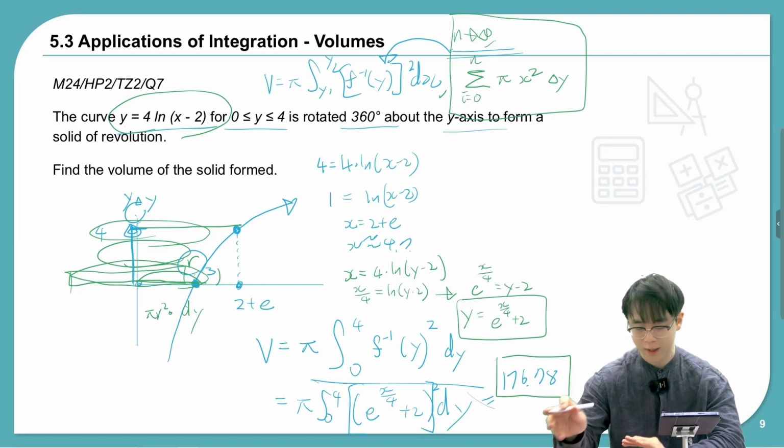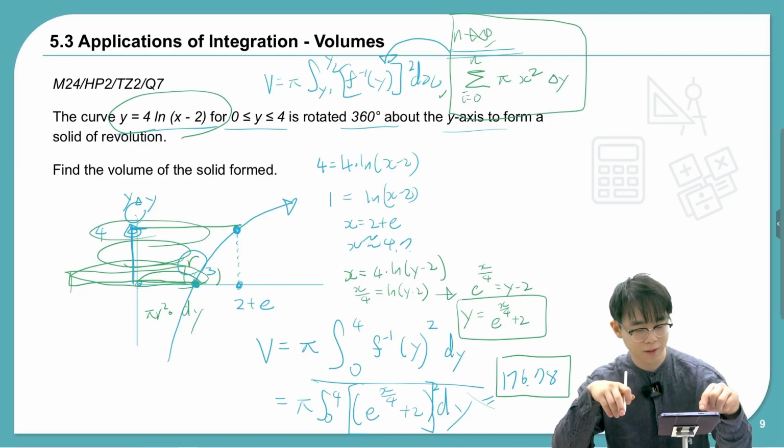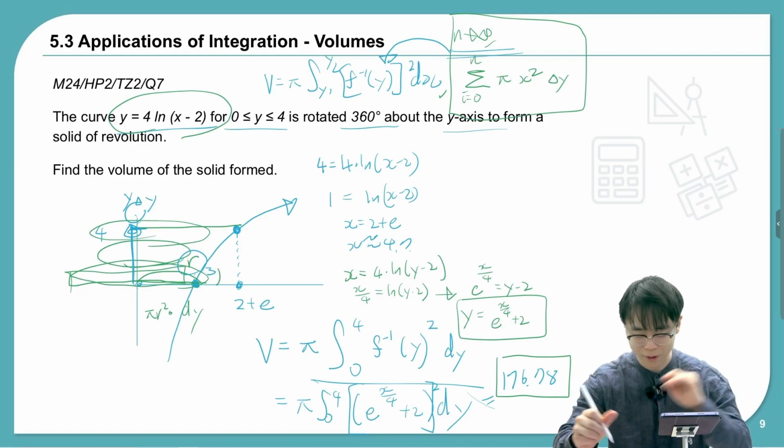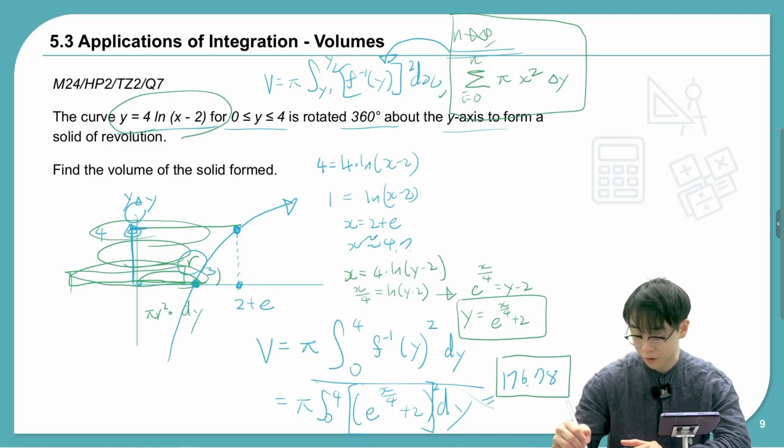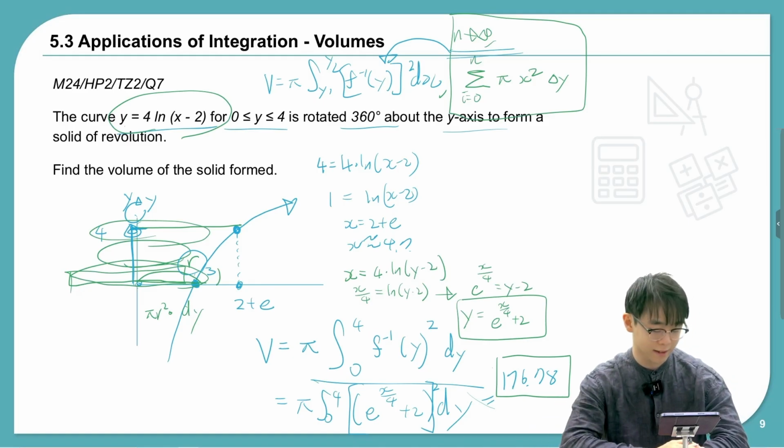And if you did everything correctly, checking your graph for visualization, make sure there's no weird funky shapes going on, then we should find the volume as 176.78.